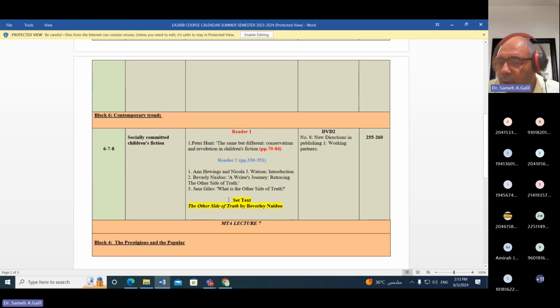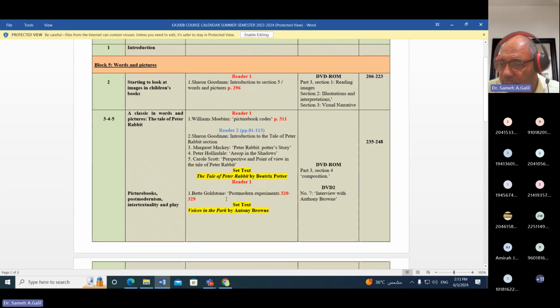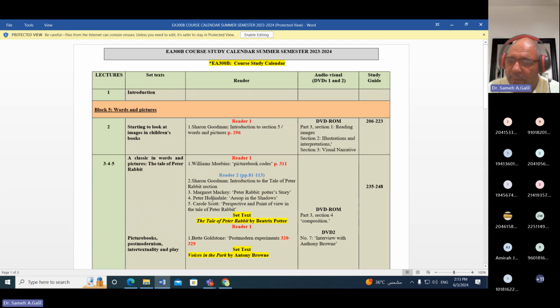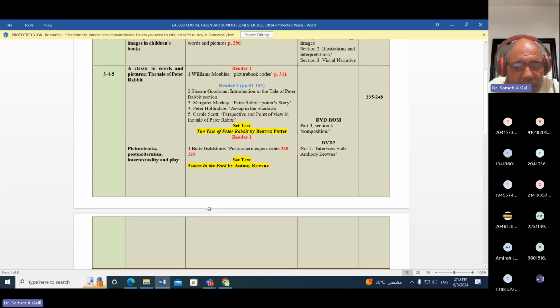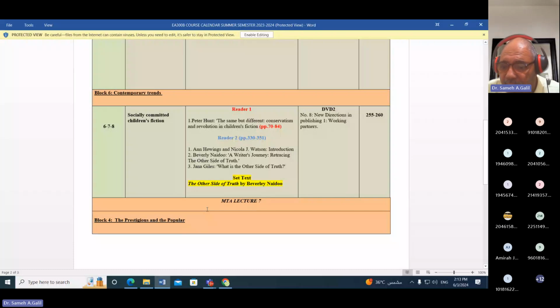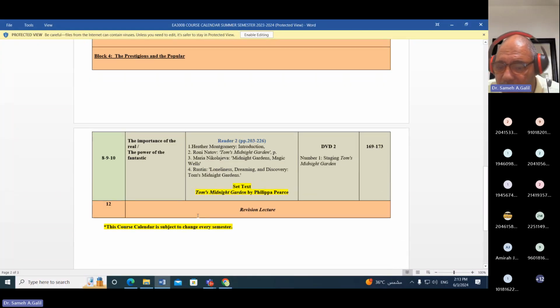So this is all we have over the space of a month and a half or 2 months. This is what we call the primary sources. This is what we're building our discussions on. Two picture books, The Tale of Peter Rabbit and Voices in the Park, and two novels. One of them, like I said, is The Other Side of Truth, and the other one is Tom's Midnight Garden.